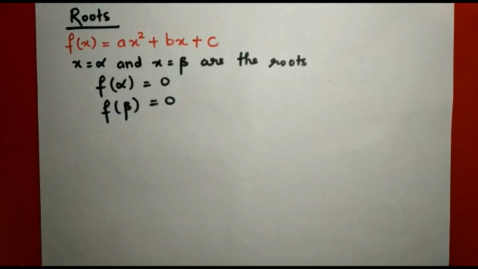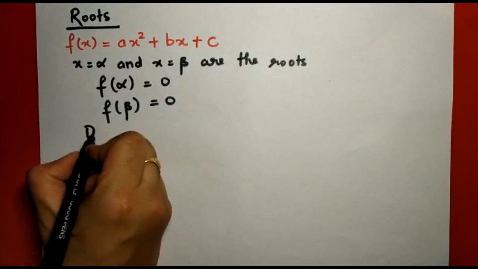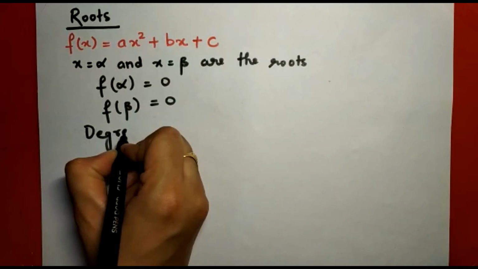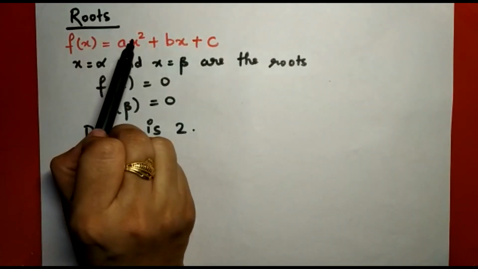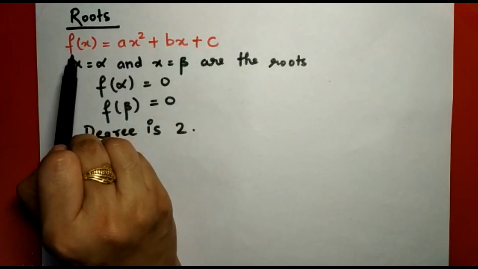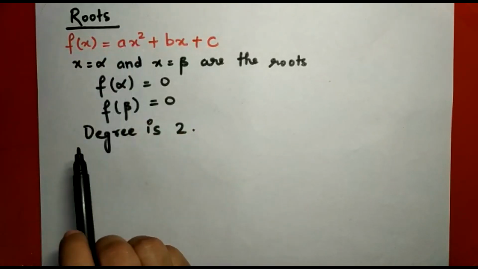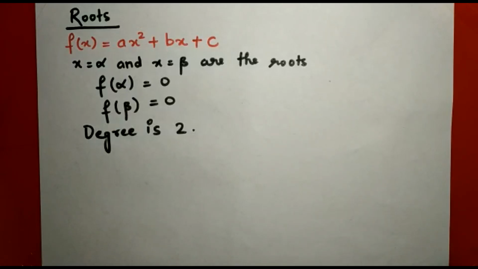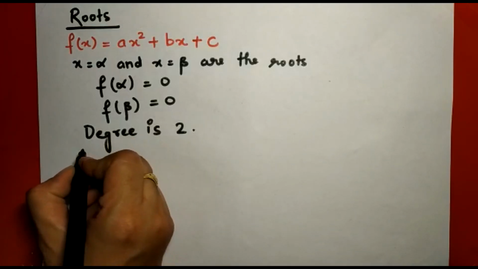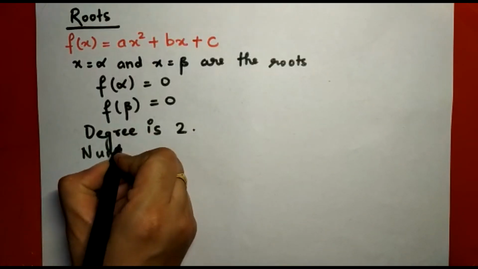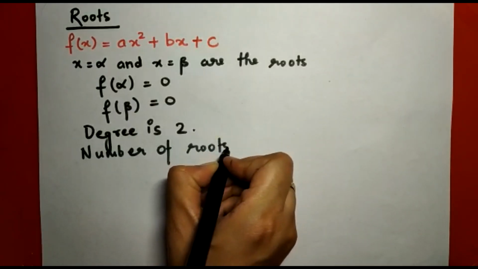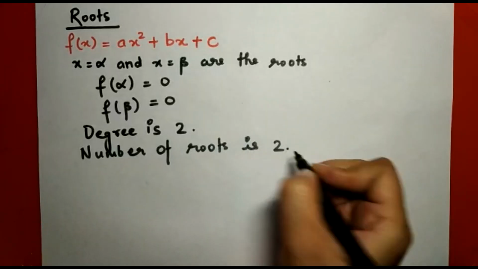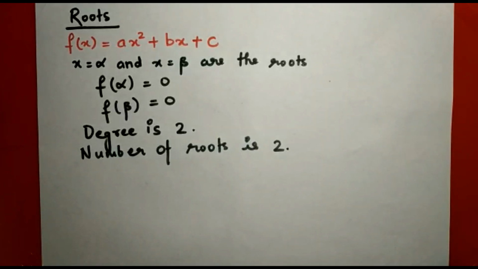As you know, the degree of the polynomial is 2. Do you understand the degree? As you can see, the maximum power of this function f(x) is nothing but 2. So definitely the degree of the polynomial f(x) is 2, and definitely I can say the number of roots is 2.